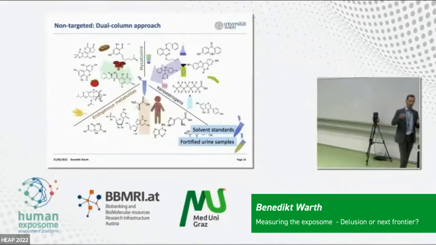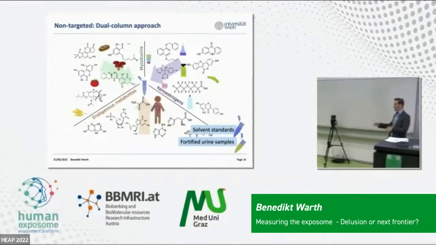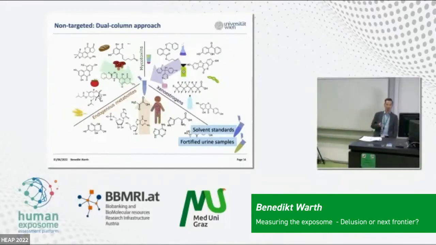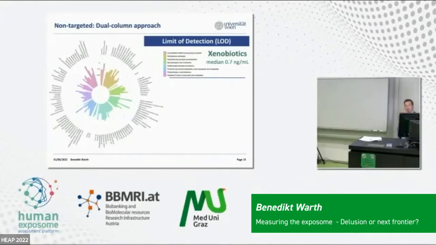And here we used endocrine disruptors, food contaminants like these mycotoxins, plasticizers, and so on. So really a crude mixture covering all kinds of different chemistries. And we evaluated the typical analytical figures of merit in solvent standards, but also in spiked urine, because that's ultimately, of course, what we are measuring in our samples.